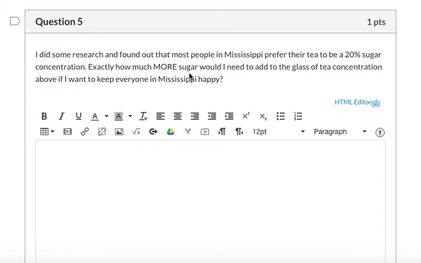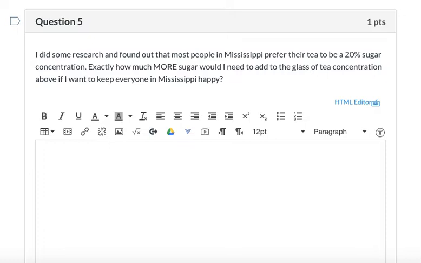Question number 5. I did some research and found out that most people in Mississippi prefer their tea to be 20% sugar concentration. Exactly how much more sugar would I need to add to the glass of tea from the tea concentration from above if I want to keep everyone in Mississippi happy?